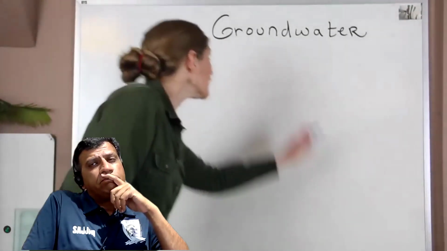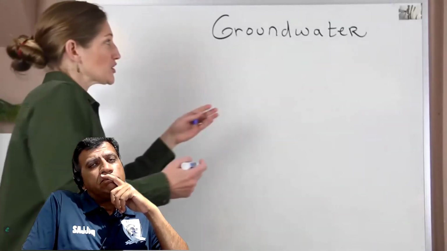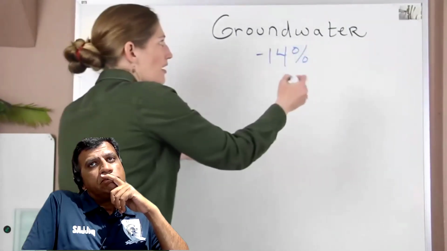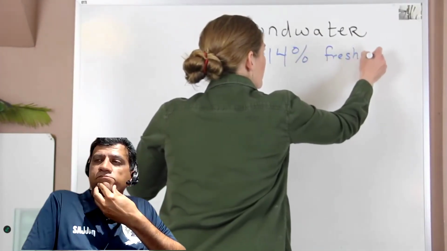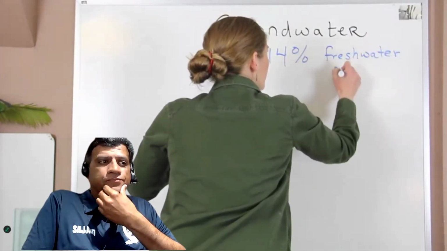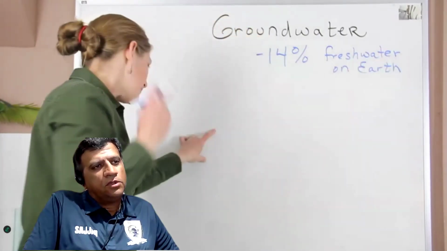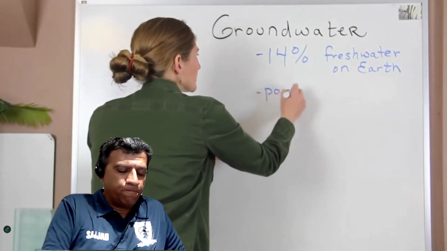So when we go and we look at this, groundwater is very important. It is a big source of fresh water. It stores about 14% of all of the Earth's fresh water. Okay, and then again, this is just any water that's stored within those pore spaces.